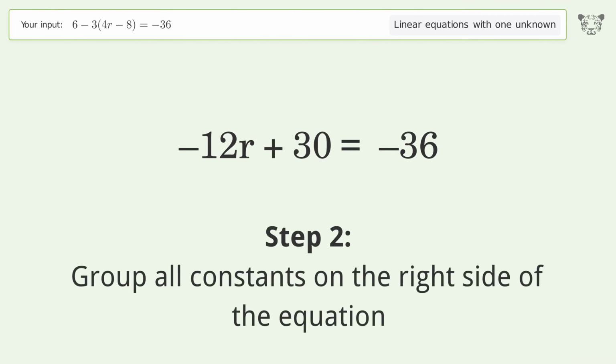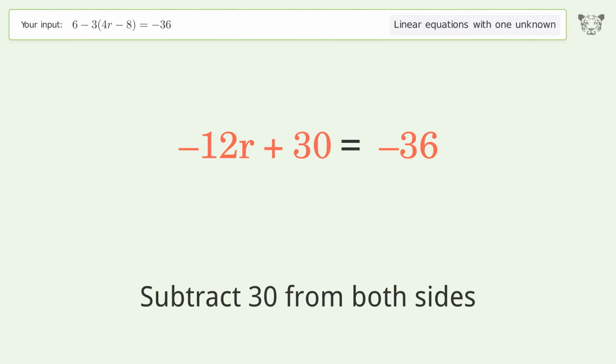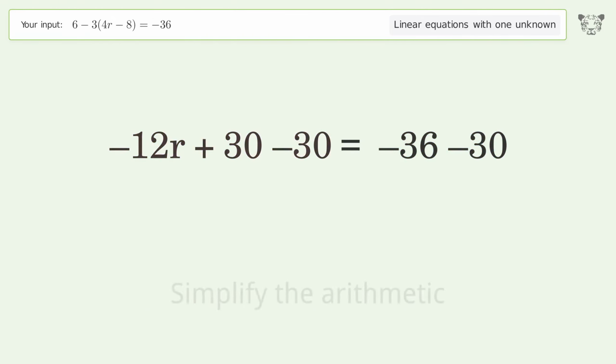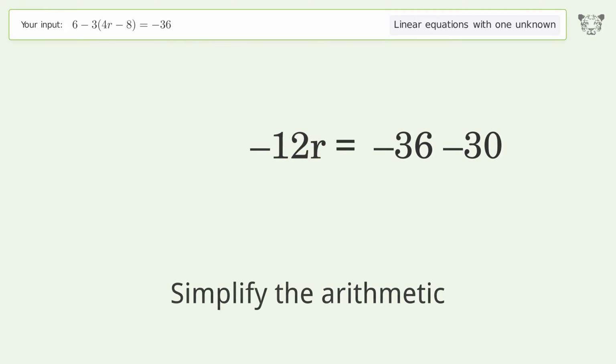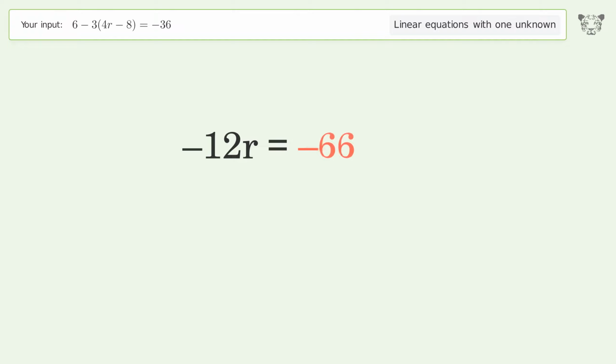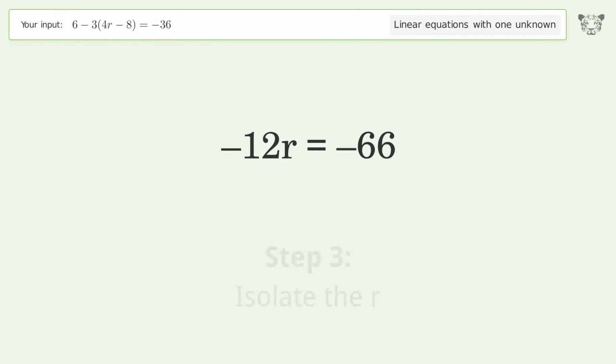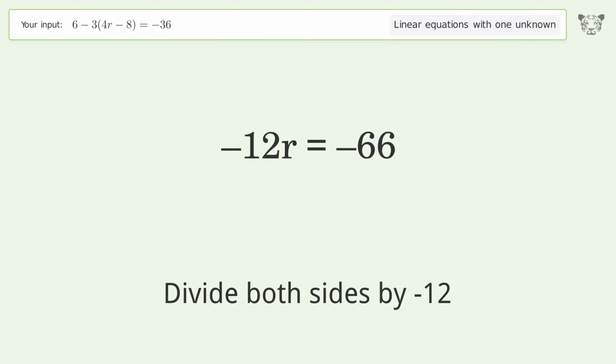Group all constants on the right side of the equation. Subtract 30 from both sides. Simplify the arithmetic. Isolate the r. Divide both sides by -12.